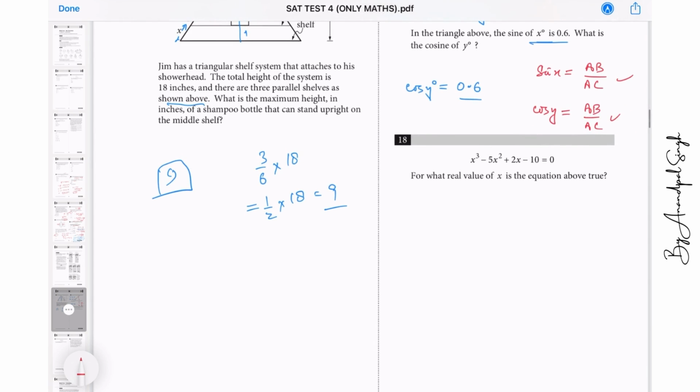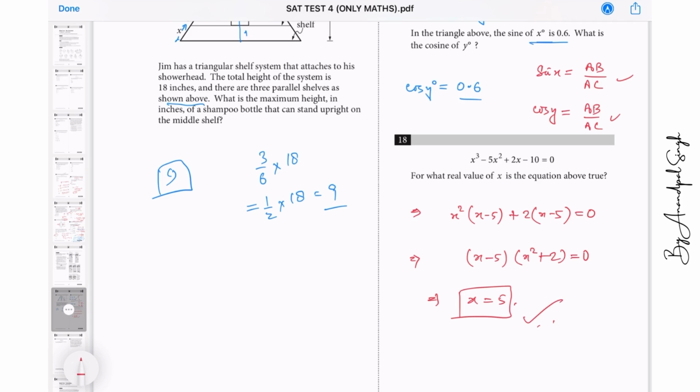What is the real value of x that satisfies the system above? See what we do over here, we simply factorize. We take x square common from the first two terms, we get x minus 5, plus 2 common from the others, we get x minus 5 equals 0. It implies x minus 5 and x square plus 2 is equal to 0. It implies x equals 5, because x square cannot be minus 2, so this is the only answer.